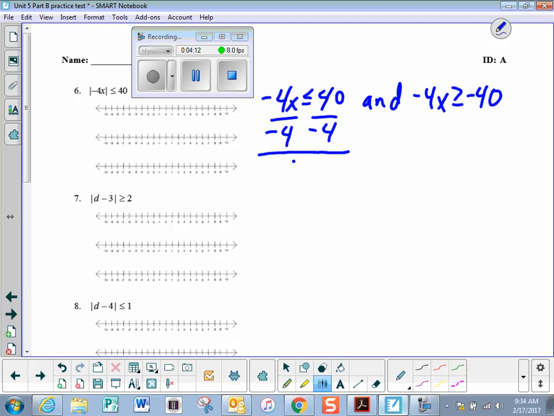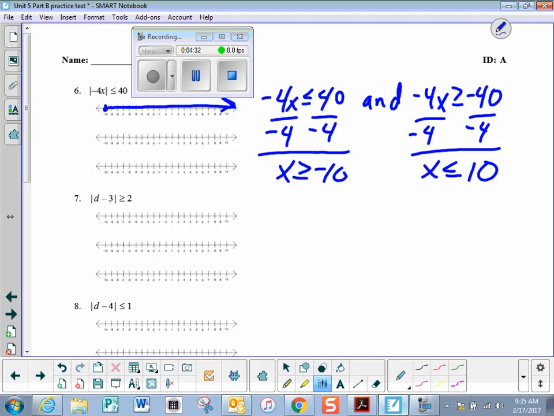So divide by negative 4, x is greater than or equal to negative 10, because when I divide by a negative, I reverse the inequality. And the same dealio here, divide by negative 4, x is less than or equal to 10. So when I look at that, x is greater than or equal to negative 10, x is less than or equal to 10, where are they both shaded? Well, in between negative 10 and 10. Let's look like that.